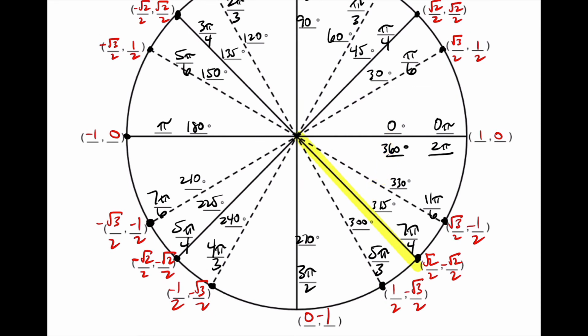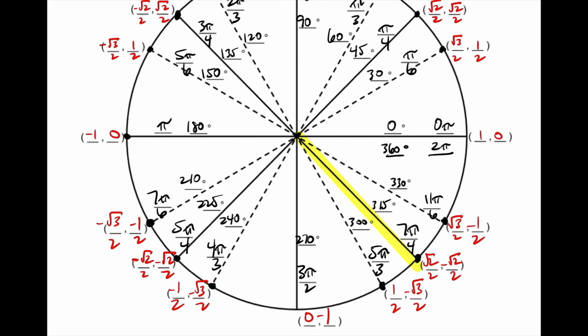So really, this is asking you, what is cosine of 315? That's another way of saying it. You're going to get the same answer. They'll do that on tests sometimes. Sometimes they'll say, what's cosine of 315? And then a few problems later, they'll say, what's cosine of negative 45? It's the same thing because they're located in the same spot.